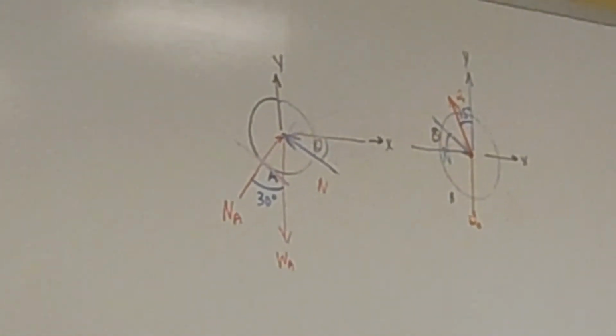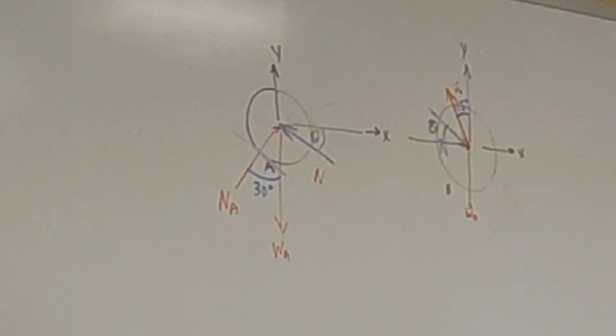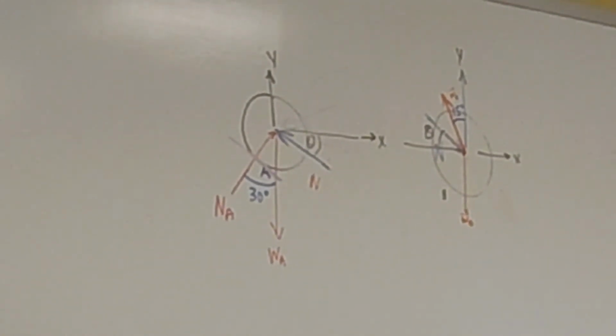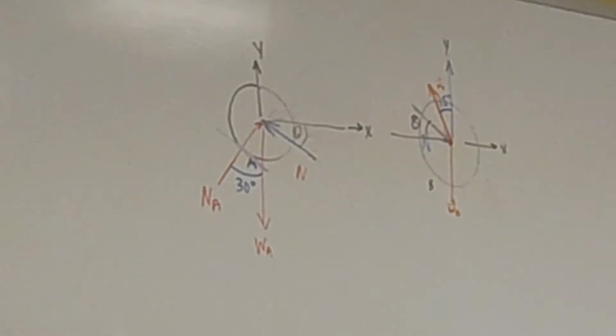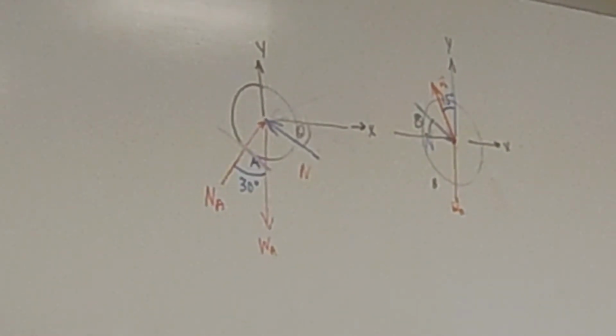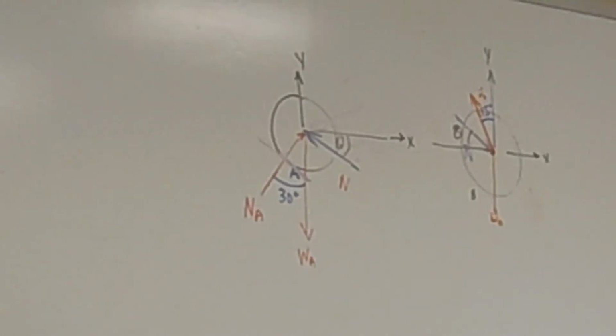Let me go back to David's question again. If they want to know what the value is for the normal from A to B or B to A, it's the same value, right? Regardless, they're equal and opposite. So the magnitude is going to be the same. The only thing different would be its direction.